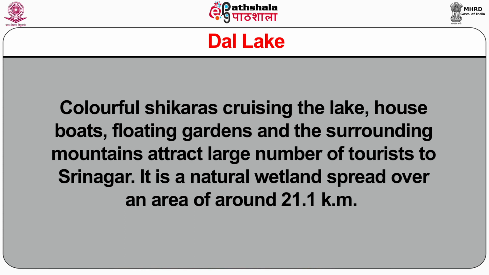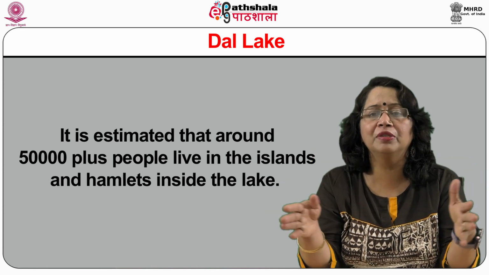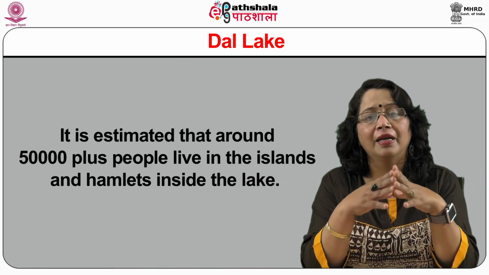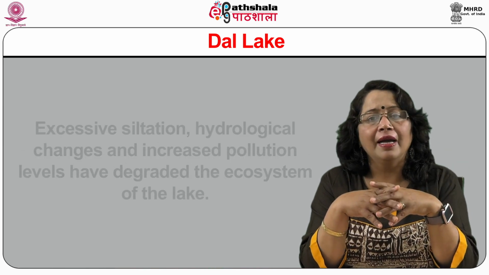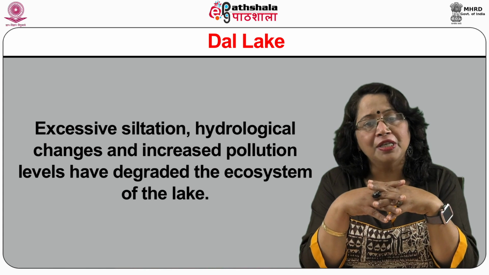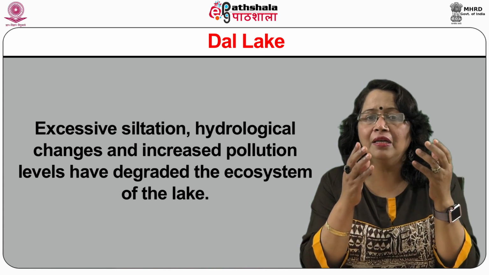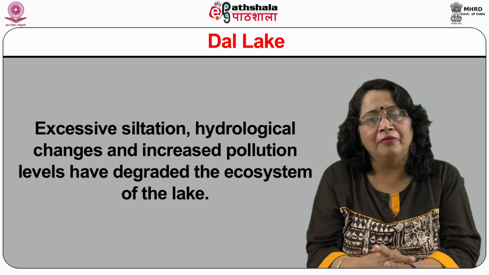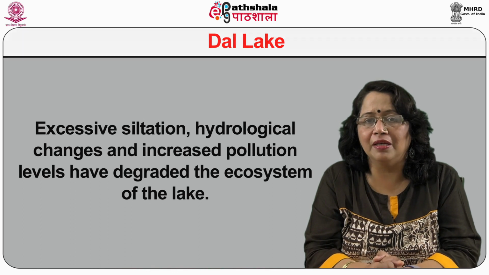It is a natural wetland spread over an area of around 21.1 square kilometers. It is estimated that around 50,000 plus people live in the islands and hamlets inside the lake. Excessive siltation, hydrological changes and increased pollution level have degraded the ecosystem of the lake.